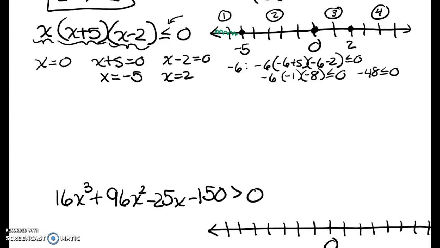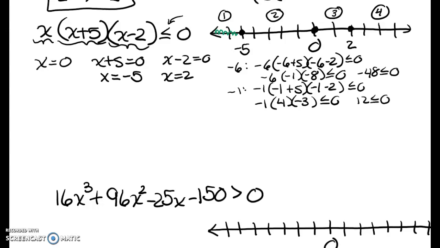In region number 2, I think the easiest number to pick is -1. So I'm going to say -1, -1 plus 5, -1 minus 2 is less than or equal to 0. So I get -1 times 4 times -3 is less than or equal to 0. -1 times 4 is -4. -4 times -3 is +12. 12 is not less than or equal to 0.